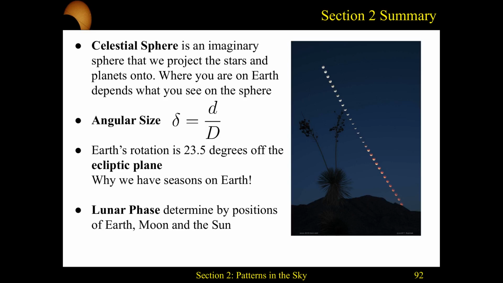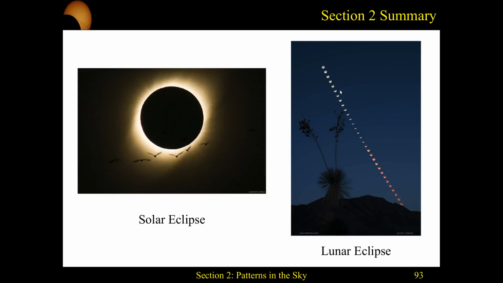Our rotation axis around the sun is tilted by 23.5 degrees, and that 23.5 degree tilt is the reason for the seasons. Then we talked about the positions of the sun, earth, and moon, and how we can create the lunar phases and solar eclipses versus lunar eclipses. All right, that's the end of section 2.